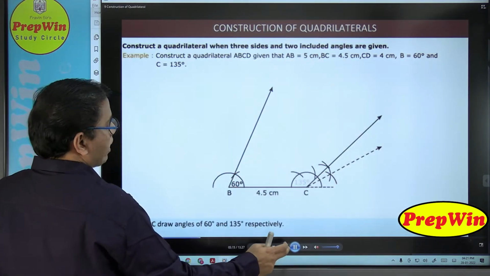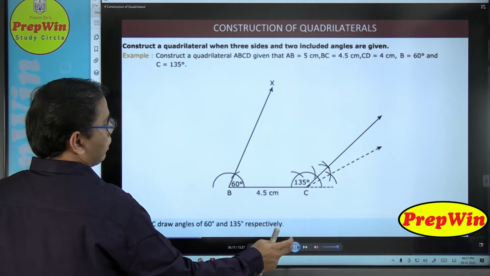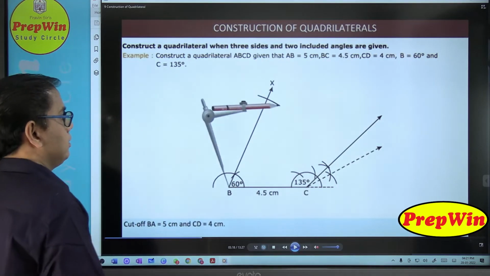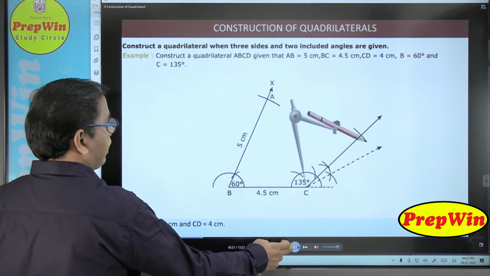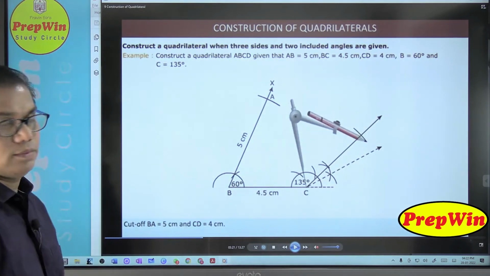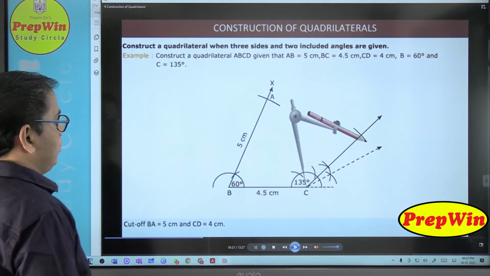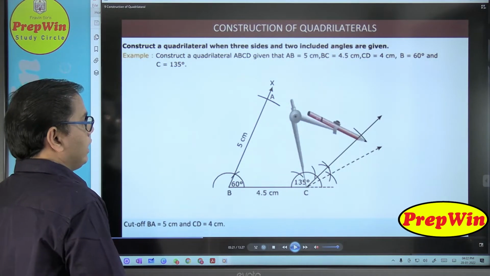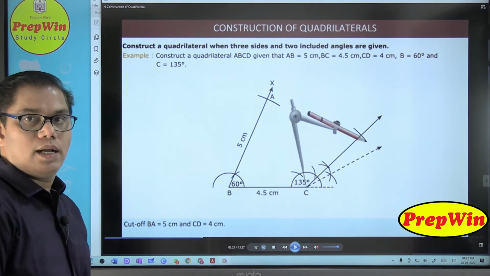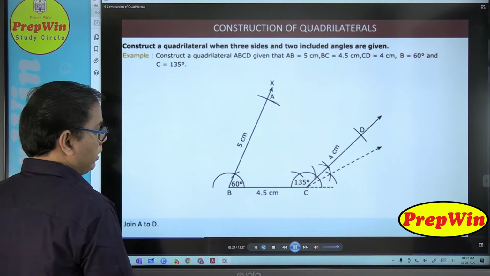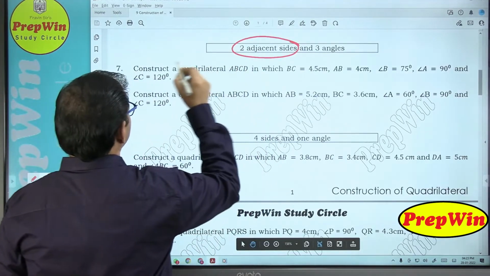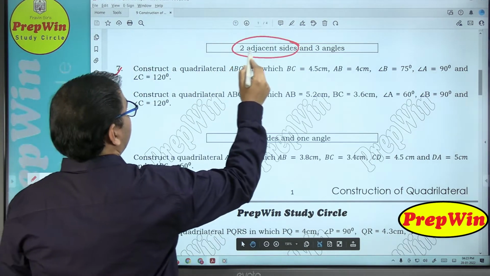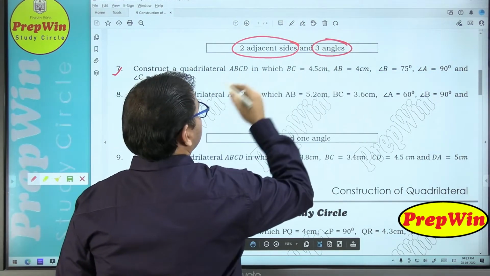So first take 5 centimeter on your compass and cut this. This is 5 centimeter AB. This is point A. Okay, take 4 centimeter and cut this. So once you have all 4 points A, B, C, D, you have a quadrilateral ABCD right in front of you. It is completed. Okay, this way.